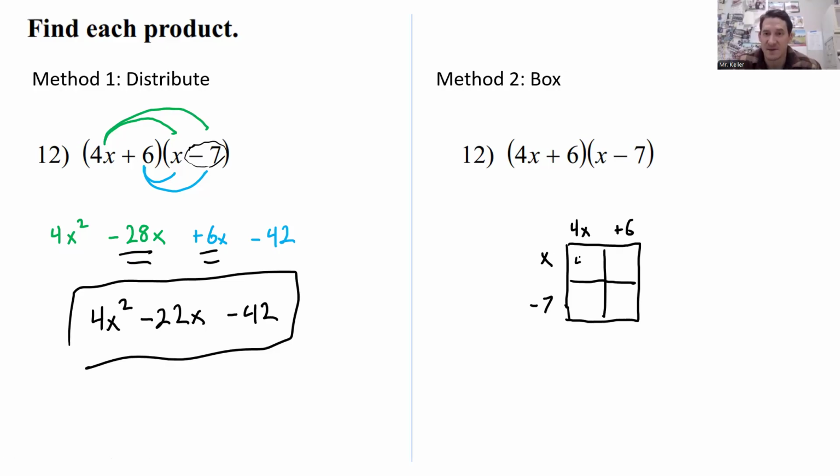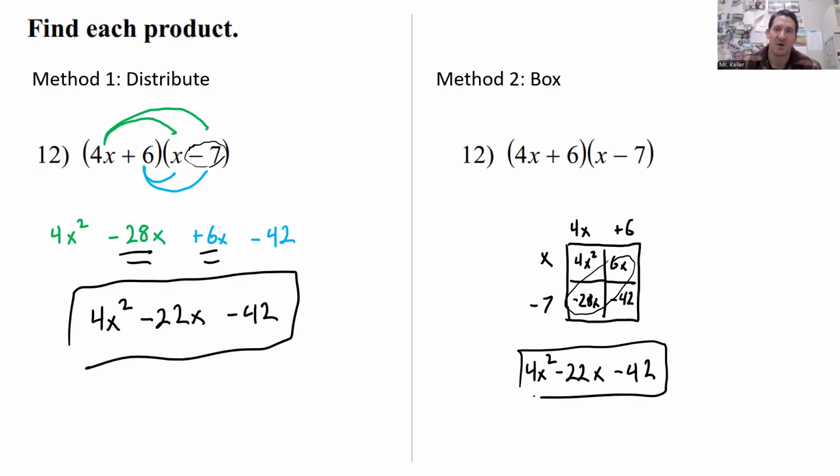So x times 4x is 4x squared. X times 6 is 6x. Negative 7 times 4x is negative 28x. Negative 7 times 6 is negative 42. Your like terms end up kitty corner to each other right there. So that's negative 22x. So we have 4x squared minus 22x minus 42. Again, follow your heart, whichever method you prefer.